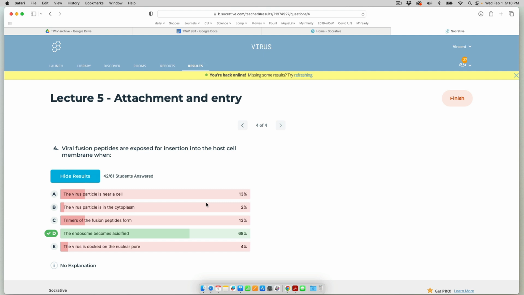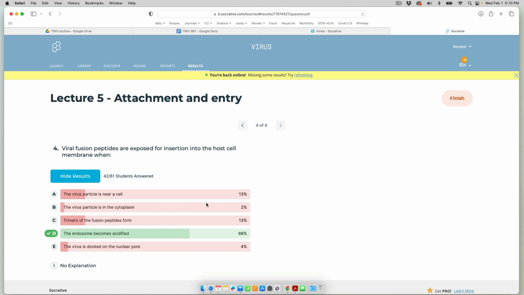So the virus particle is near a cell. That's not enough to get exposure of the fusion peptide, right? It would have to be attached to a receptor. The spike would have to be cleaved and so forth. Virus particles in the cytoplasm, well, by then it's already happened, right? When it's in the cytoplasm, the fusion has happened. Trimers of the fusion peptides form.